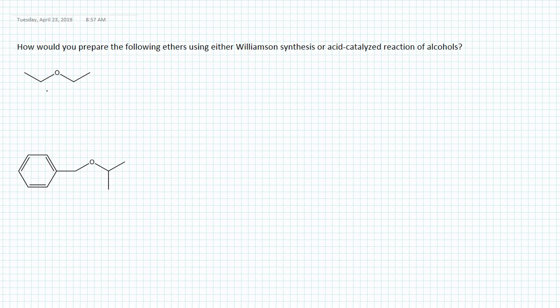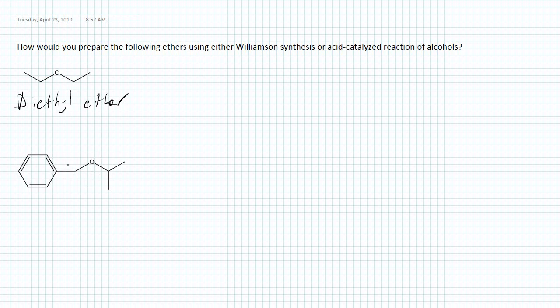The first one is a symmetric ether. It is ethyl ether, so it is diethyl ether. Let's write the name of this ether. This is diethyl ether, and let's look at this ether.